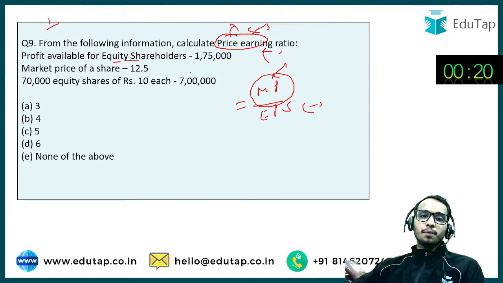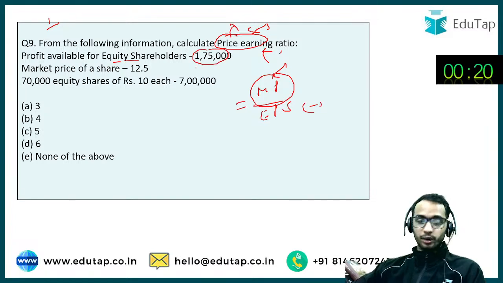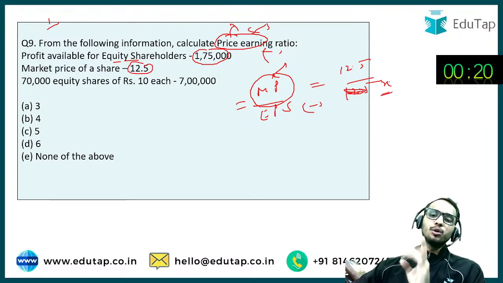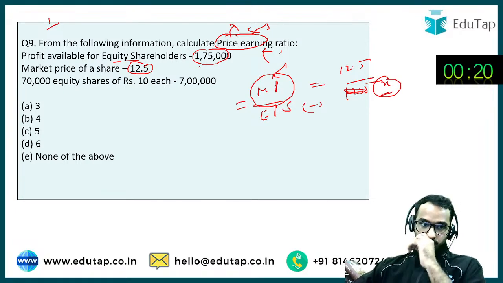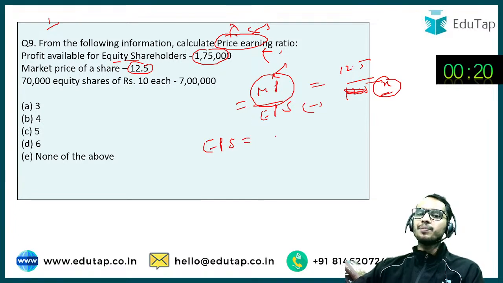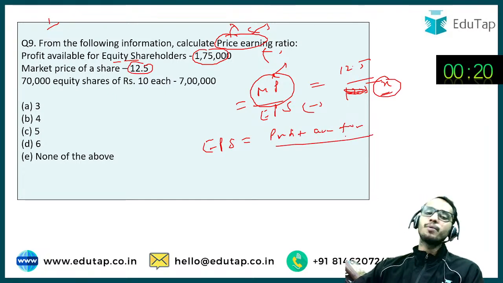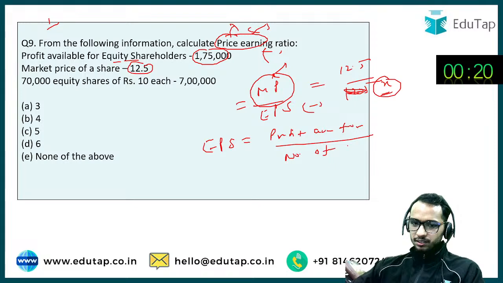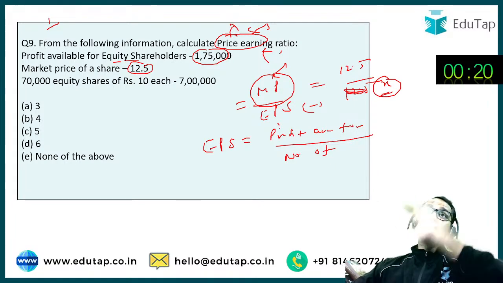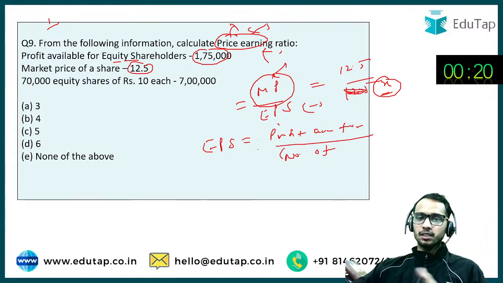Now in the question, profit available for shareholders is given to you. Market price is directly given to you, so that you can put it directly here. In the MP you can directly put 12.5. But EPS is not directly given to you, consider it X. Now to find out the EPS, you know the formula for EPS: profit available for equity shareholders divided by the number of equity shares. That is also very logical. EPS, earning per share, total profit for equity shareholders divided by number of shares.